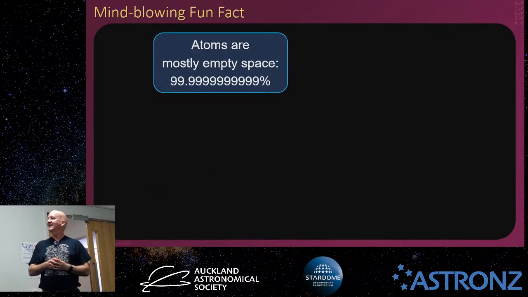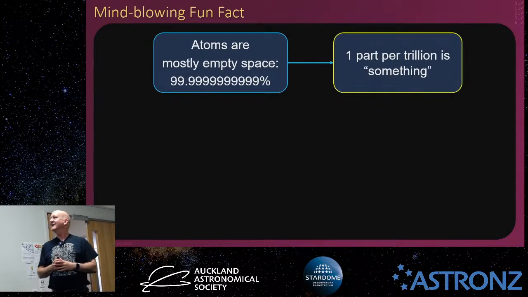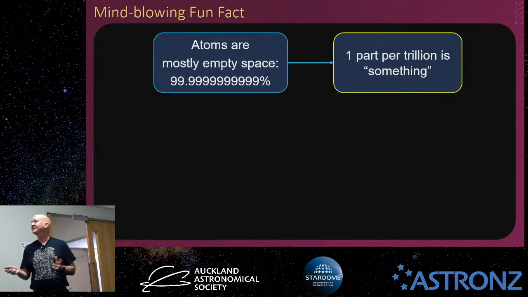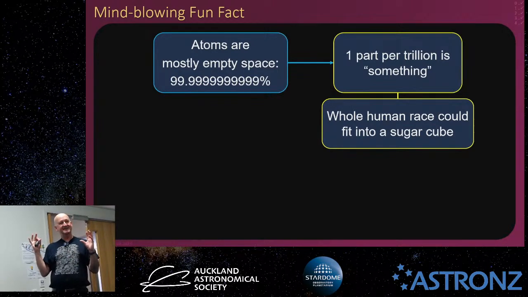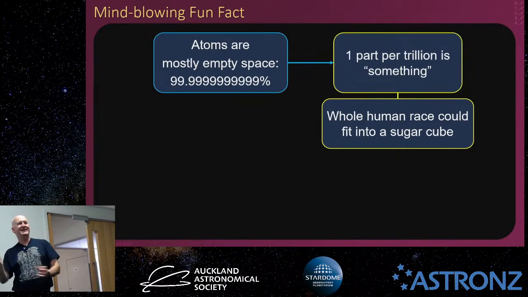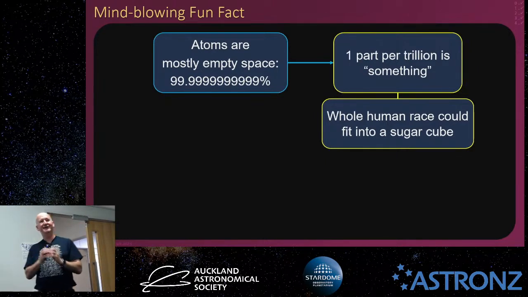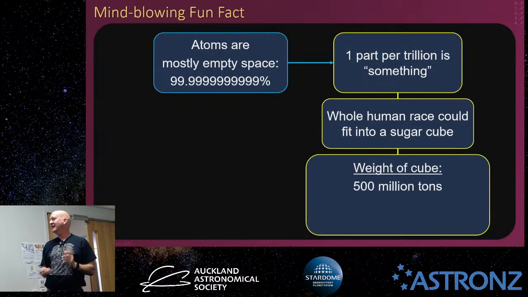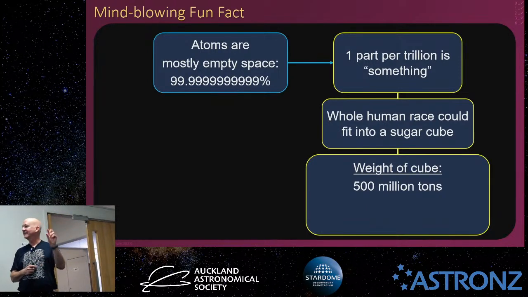So just summarising that last bit, we know atoms are mostly empty space, in fact 99 point that many nines percent empty space. And so that means only 1 part per trillion of an atom is something. So if you squeezed the electrons into the nucleus of the atoms, the whole human race could fit into the size of a sugar cube. That's pretty much what's happening in neutron stars, where the electrons are forced into the protons, forming neutrons, and all that space is squished up into a very small amount, very dense. And that sugar cube would weigh maybe about 500 million tons.